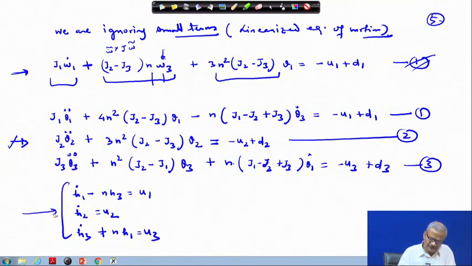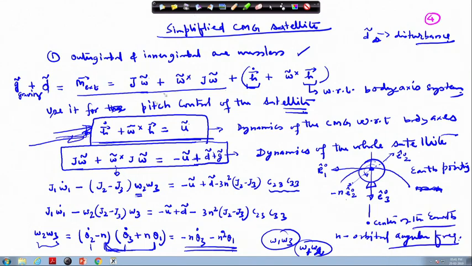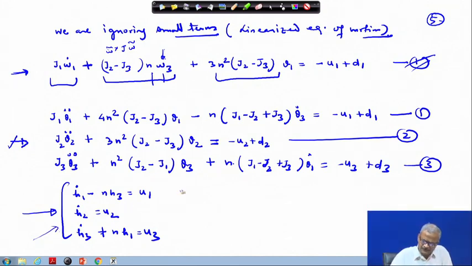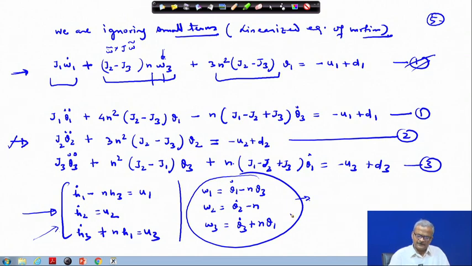So, if you expand the previous equation and linearize it, you get this equation. Do it as a self exercise, where we are assuming that omega 1 equals theta 1 dot minus n times theta 3, omega 2 equals theta 2 dot minus n, and omega 3 equals theta 3 dot plus n times theta 1. Using this, you can expand and check all the terms. So, you will get all these equations.